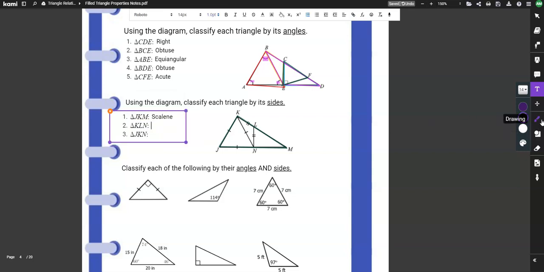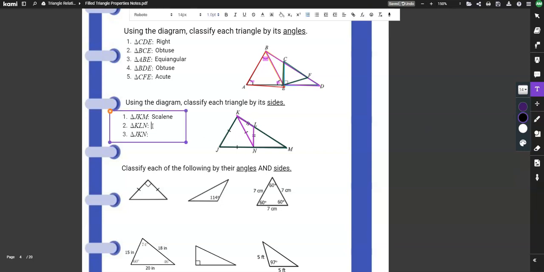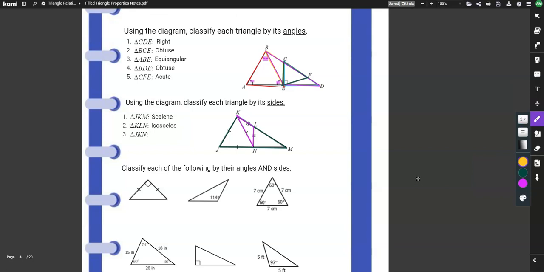Up next is KLN. So again, start at K, go to L, go to N, and back up to K. We can see that KL and LN are congruent because they both have 2 tick marks, and so therefore this is an isosceles triangle. Finally, triangle JKN. So J, K, back down to N.